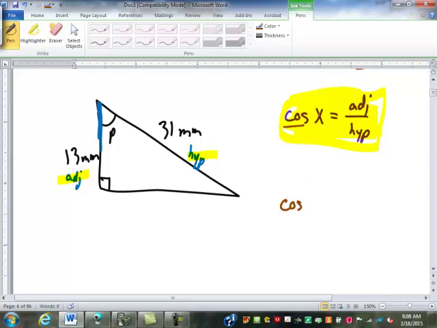Can I plug anything in for x? No, it's P. I'll put in my angle P, right? But I can't put any numbers in. Can I plug something in for the adjacent side? That's my 13. Hypotenuse, 31. Other word of warning while we're here. Make sure those units are the same. If they're not the same, make them the same. But it's a ratio, and it's not a ratio if it doesn't have the same units, same labels.